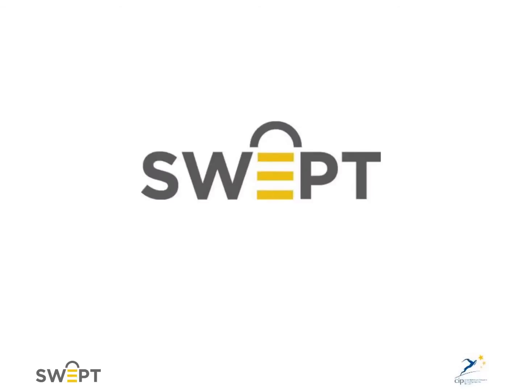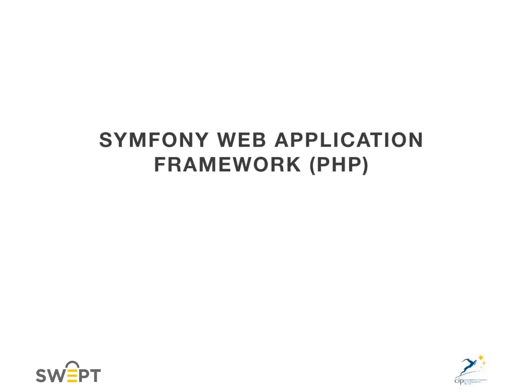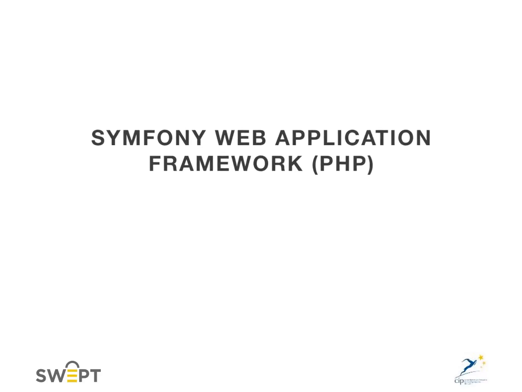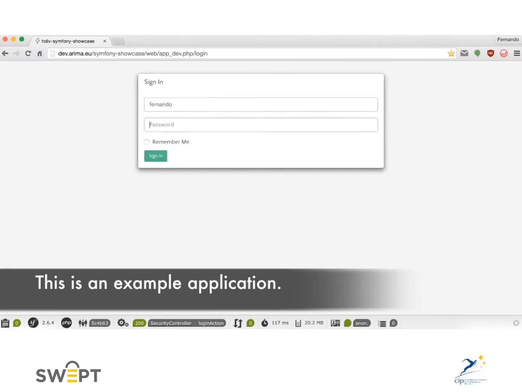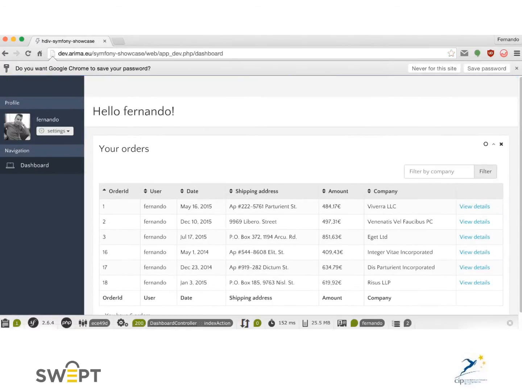Now we're going to show a short demo of how the application level protection works. In this demo, we're going to be using a web application which has been developed for the demo in Symfony, a web framework for PHP. Initially, the website you're seeing here has the application level protection disabled, so the website is insecure.